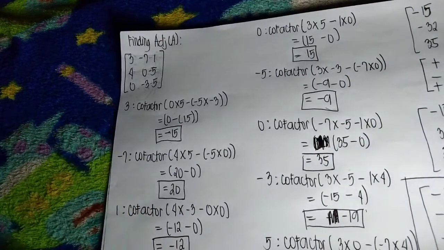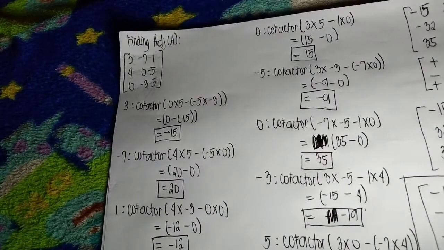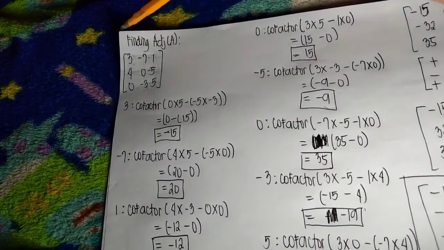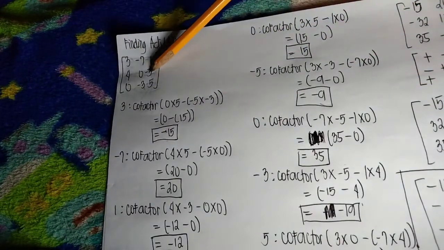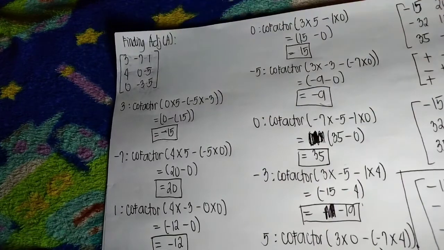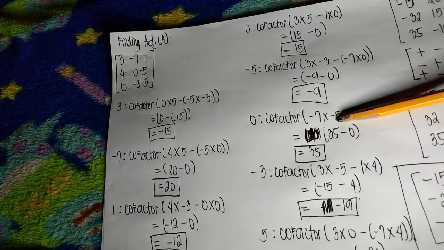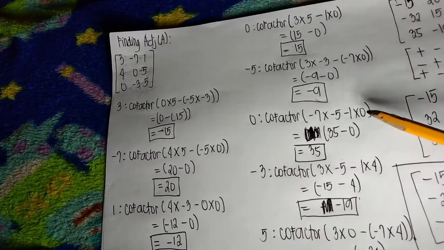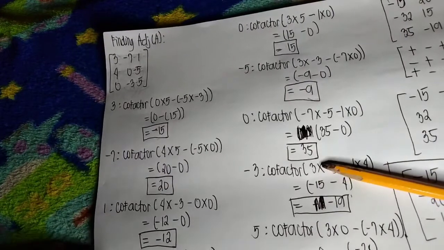Then, ang last row na naman. So, ang 0, ang cofactor niya, cover lang din. So, cover mo yan, negative 7 at saka times negative 5. Then, minus 1 times 0. Negative 7 times negative 5 is equals to positive 35. And 1 times 0 is equals to 0. 35 minus 0 is equals to 35.